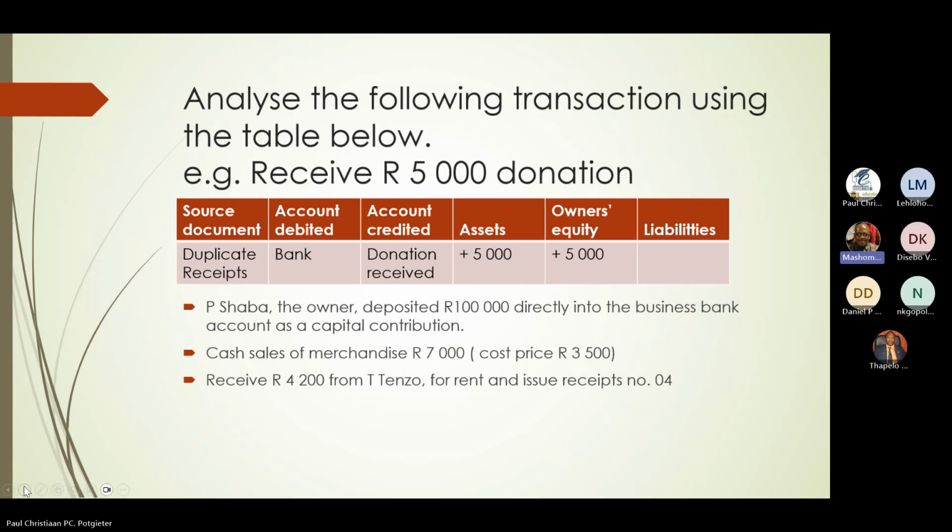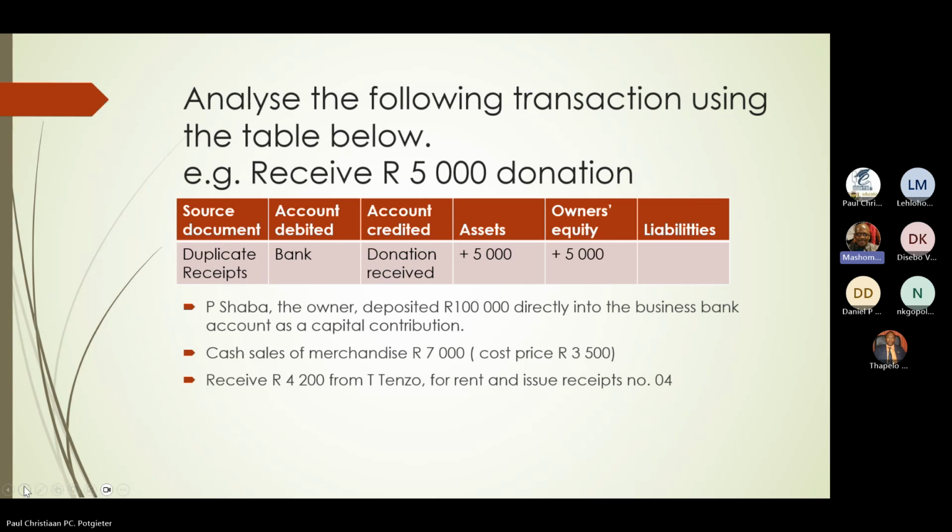The source document in this case will be the duplicate of the receipt. Now, which account will be debited? Learners, remember that always when you receive money, bank is an asset and it increases on the debit side. So the account debited in this case will be the bank. Why is the bank debited? Because it is an asset. All the assets increase on the debit side. The contra account in this case will be donation received, the account credited.